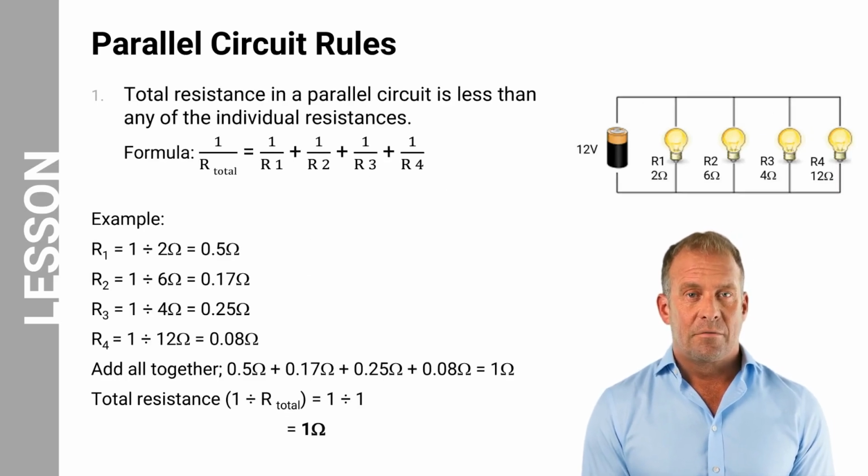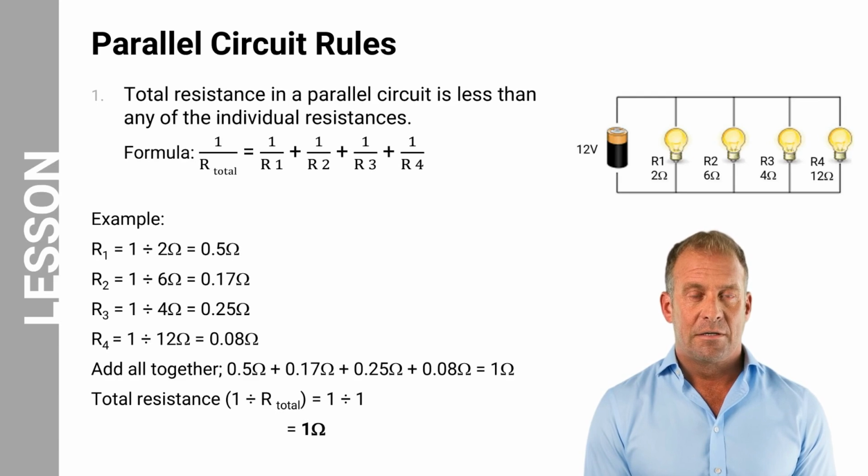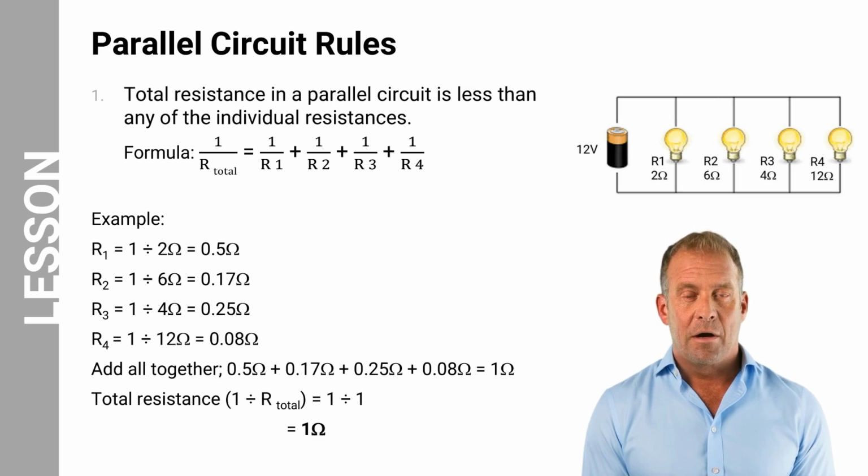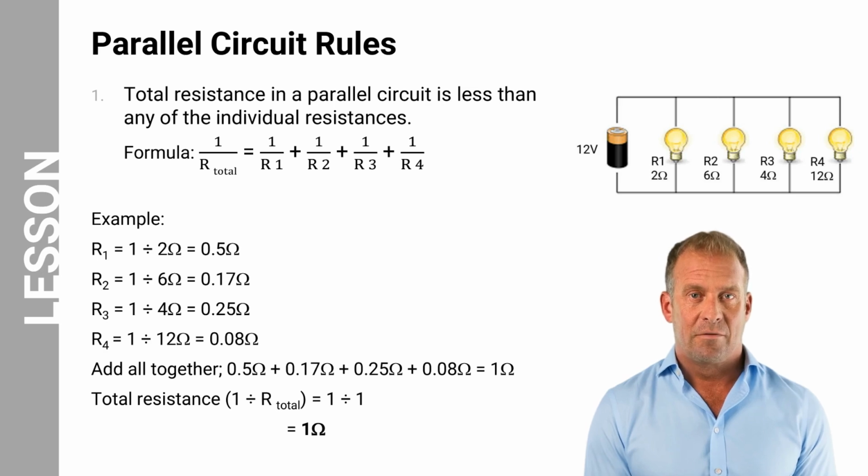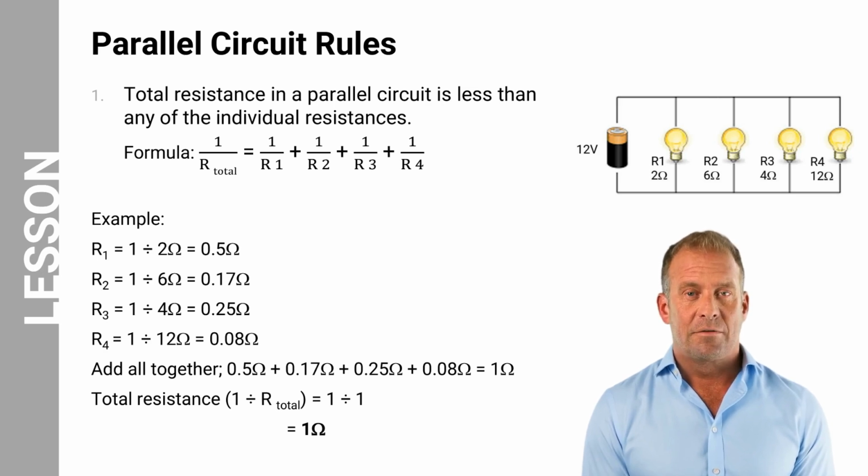Let us examine some of the key rules of parallel circuits. In a parallel configuration, the total resistance is always less than any of the individual resistances in the circuit. This is because parallel connections provide additional paths for current flow, effectively reducing the overall resistance. To calculate the total resistance, we use the reciprocal method.